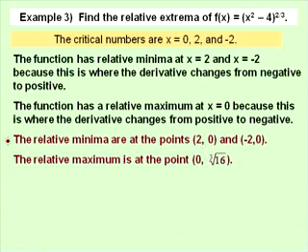The relative minima are at the points (2, 0) and (-2, 0). And those are found by plugging the x values back into the original function. Because remember, these max and min points are on the initial function and not the derivative. The relative maximum point is at (0, cube root of 16). If we plug 0 in for x, we get cube root of 16.